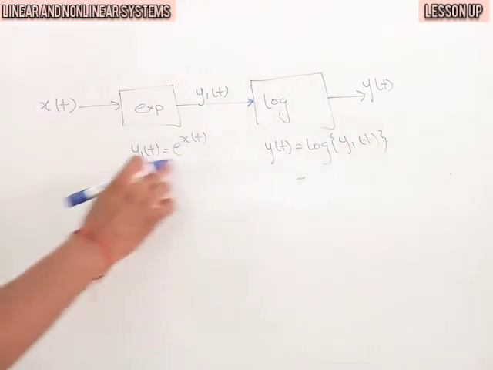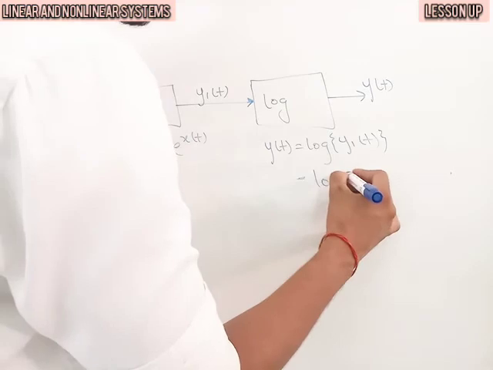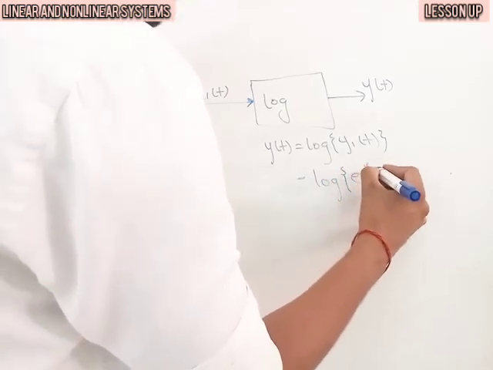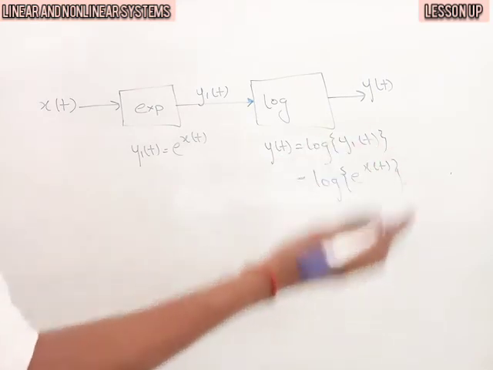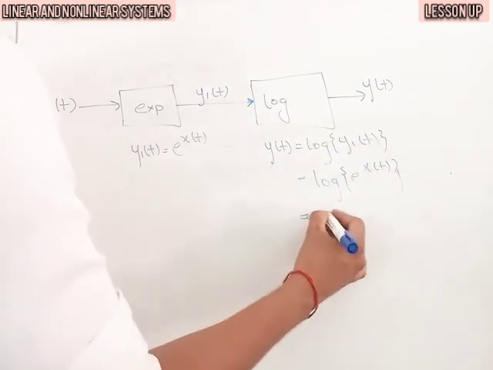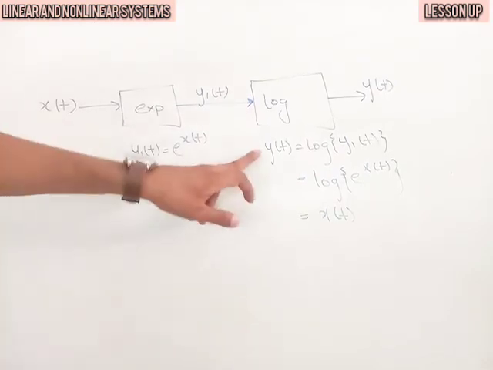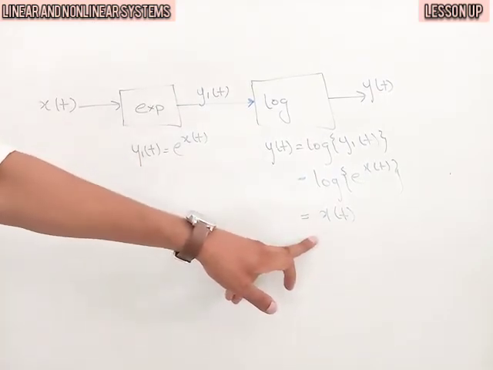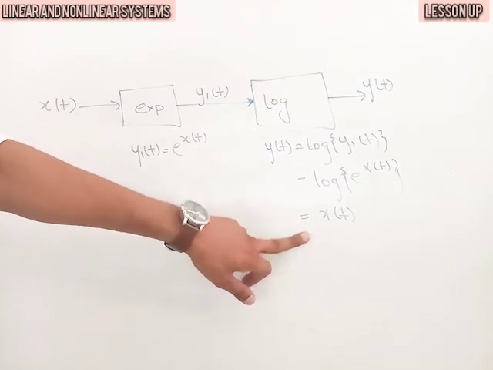Okay, and y1 of t is exponential x of t. If we put this in the equation, we will get log of exponential of x of t. Log of exponential will get cancelled, and you will get x of t. Okay, so y of t is equal to x of t. We have seen the first question, which determines that the system is linear.